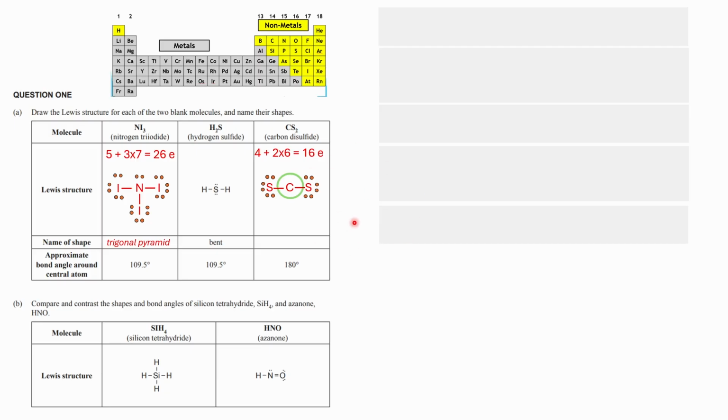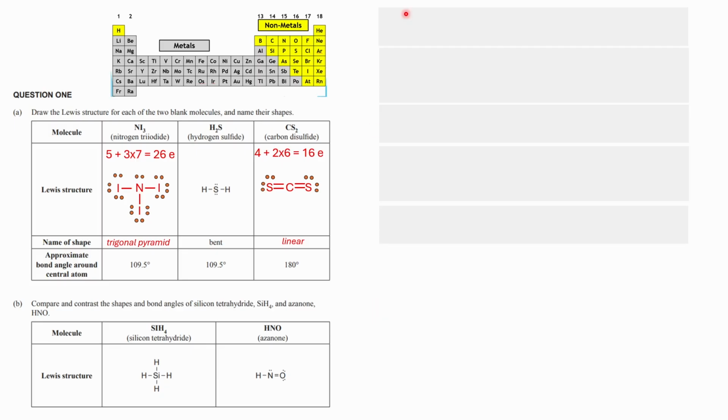So my final step is to move 2 of these non-bonding electrons from each sulfur atom and make them shared with the carbon atom. I'm going to remove 2 electrons from the left and make a double bond, and 2 electrons on the right and make a double bond. If I check the atoms again, each sulfur has 8 electrons around it, the carbon has 8 electrons around it, and I've used 16 electrons in total. So this is the correct Lewis structure, and the shape here is linear.